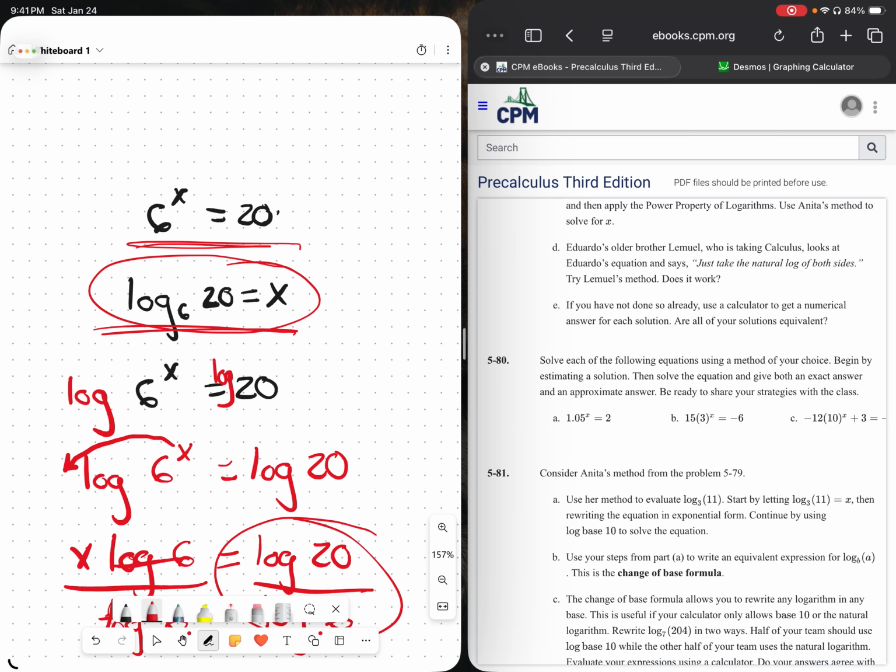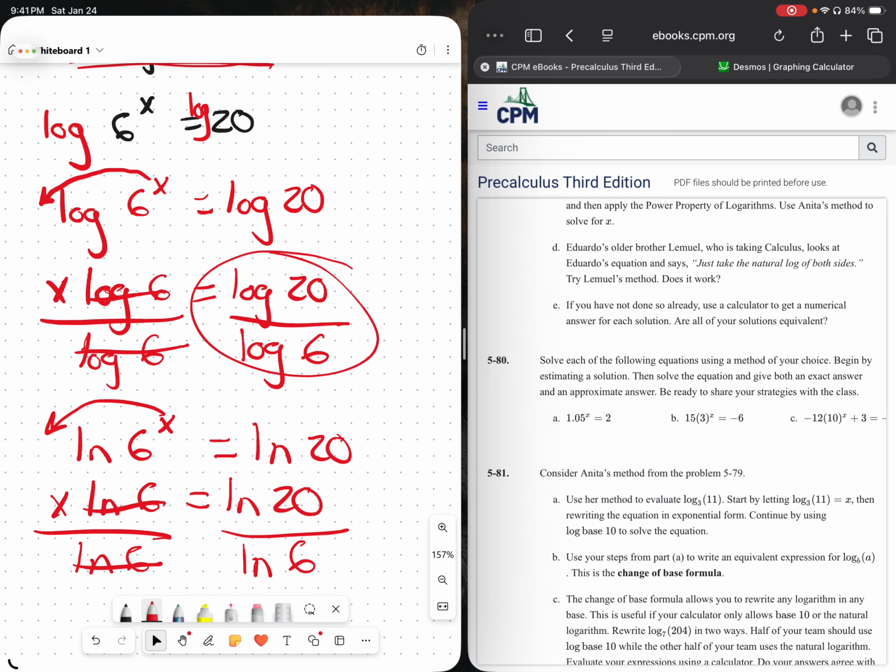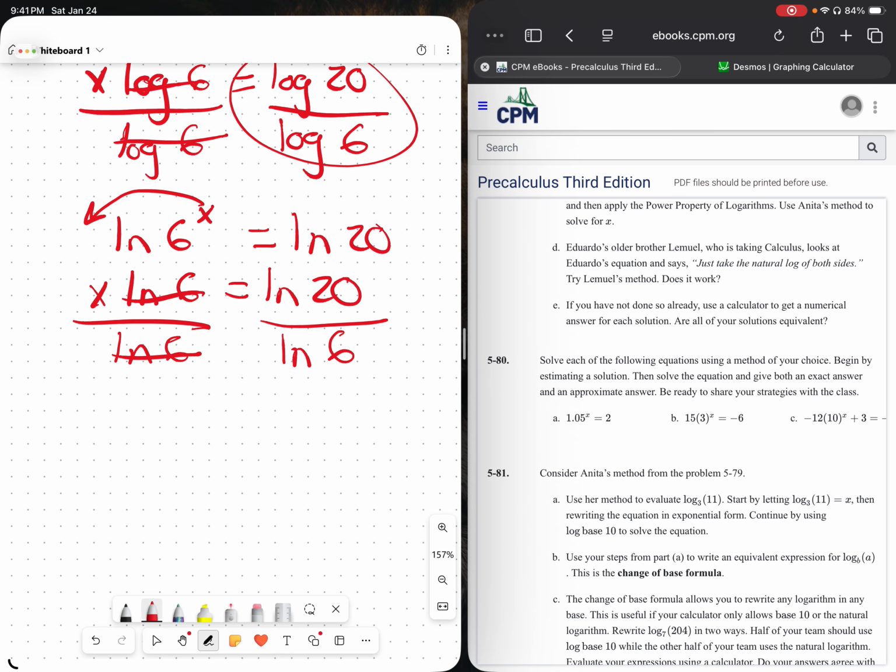Well, I'm not going to get ahead of myself, but let's just do that way on 80. So if we look at 80 and we have 1.05 to the x equals 2, we would change this to log base 1.05 of 2 equals x. Again, we put this in our calculator, we get an answer.